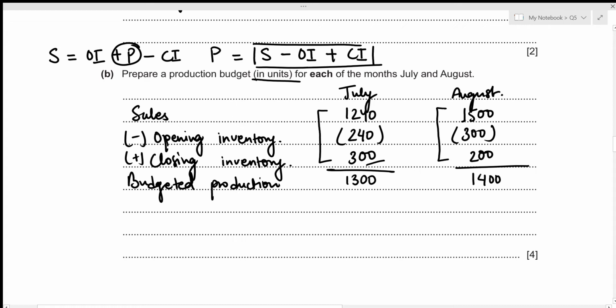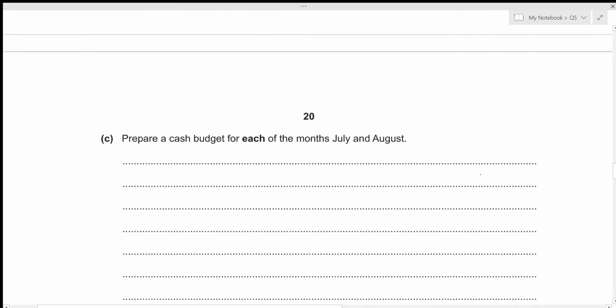Now we can move to the third one. For the third question, we need to prepare a cash budget for each of the months July and August. Like I said before, the cash budget just consists of two portions. So the first one is the receipts and the second one is the payments. So let's write it down. That's the month of July and the month of August. And we will record our receipts section.